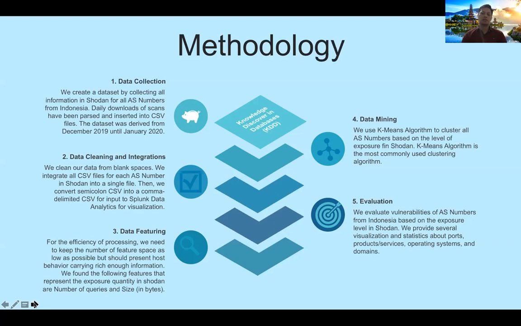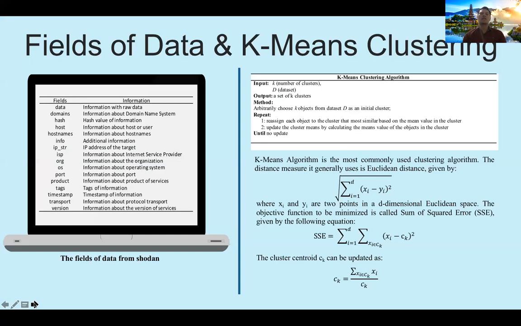The next step, data mining. We use the K-means algorithm to cluster all AS numbers based on the level of exposure data in Shodan. K-means is the most commonly used clustering algorithm. Last, evaluations. We evaluate the vulnerability of AS numbers from Indonesia based on the exposure level in Shodan. We provide several visualizations and statistics about ports, product services, operating systems, and domains. This is the fields of data from our dataset.